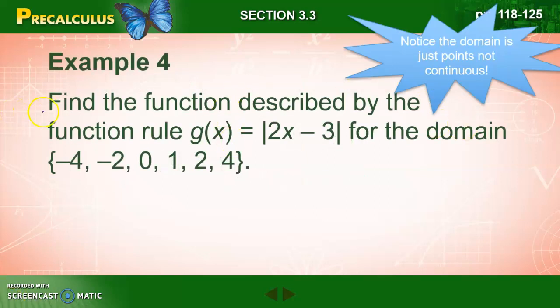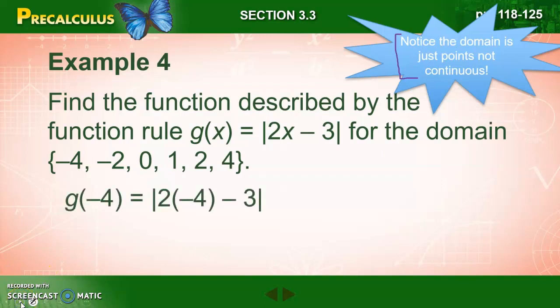Find the function described by the function rule g of x equals the absolute value of 2x minus 3 for the domain, six values. Please notice that the domain is a specific set of points. It is not continuous. So if we were to graph this function, we would graph only these specific points. We would not graph the whole function because it's not giving us a continuous function.